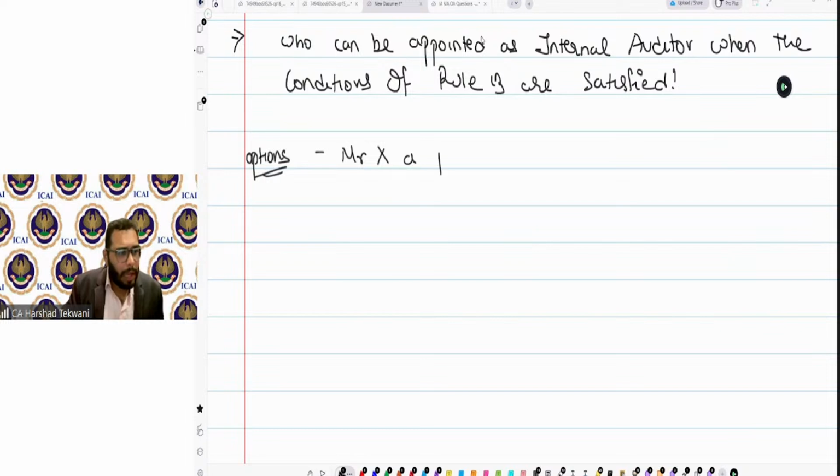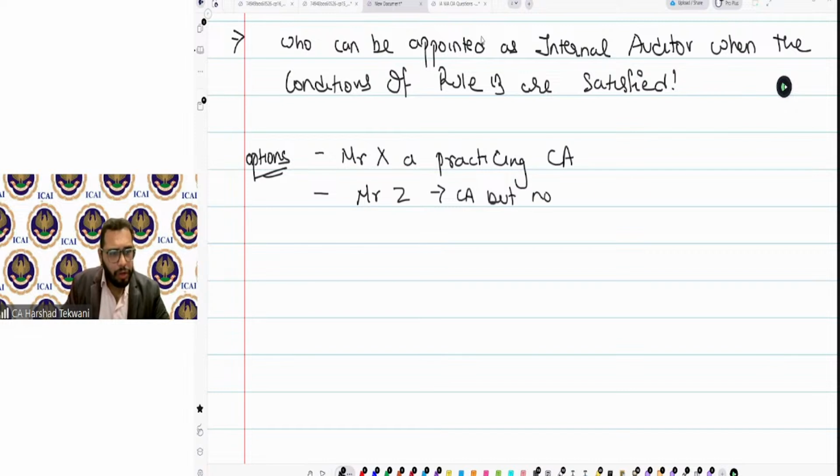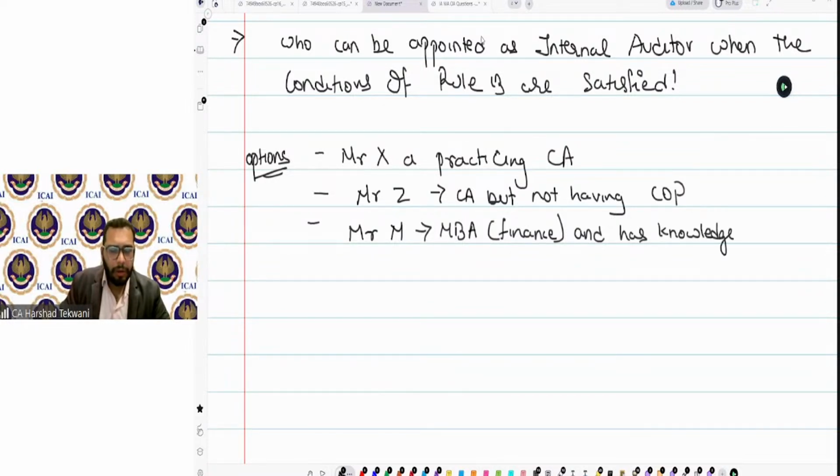Mr. X, a practicing chartered accountant, a practicing CA. Mr. Z, he's a CA, but not having a certificate of practice. Then Mr. M, he has done an MBA in finance and has knowledge of audit.